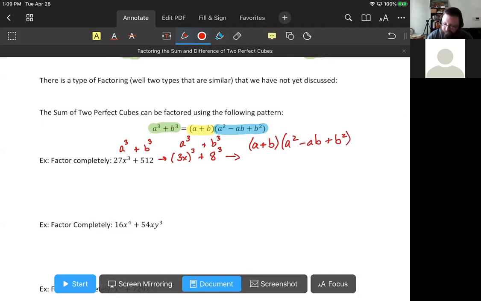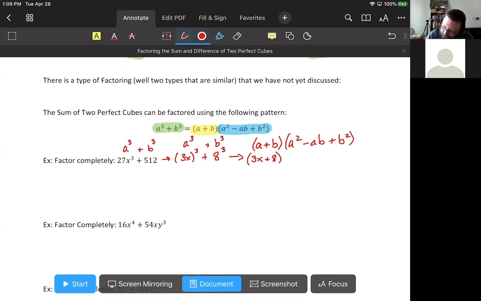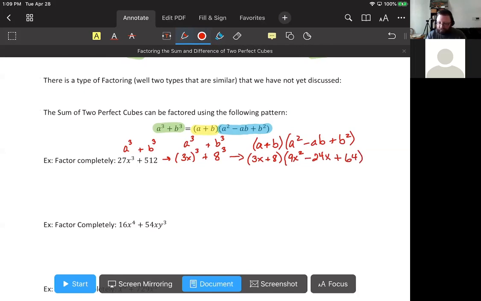Now that in practice looks easier than it really is to do. Okay, the A is 3x and B is 8. So our first binomial there is 3x plus 8. And then the trinomial, we have a squared, which is 3x squared, which would be 9x squared, 3x times 3x, minus 3x times 8, which would be 24x, plus 8 squared, which would be 64. Okay? So we're just following this pattern here.